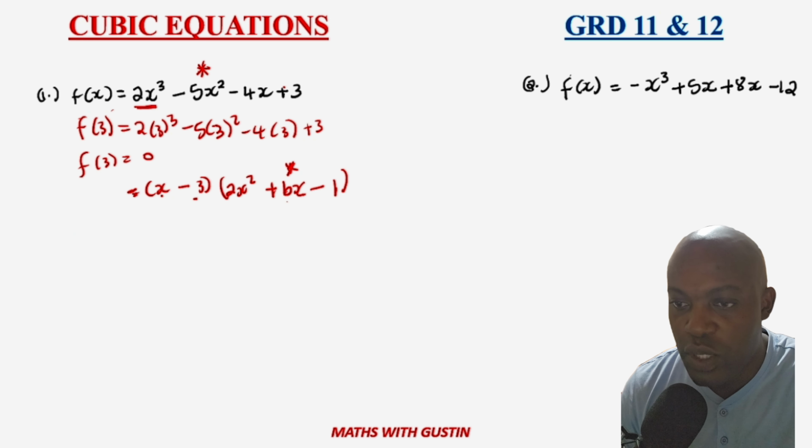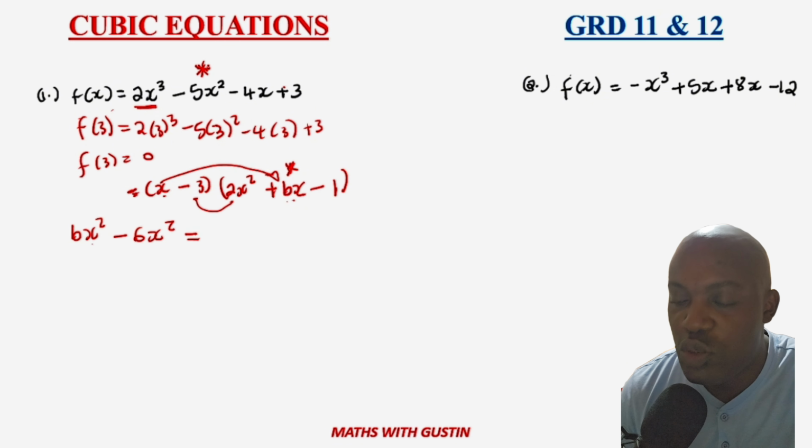So now you're going to work aside here. You're going to say, okay, x times bx will give us bx squared. Which other part will give you x squared here? Negative 3 times 2x squared will give you negative 6x squared. All of these two terms need to be equal to the one that has got a square in the original equation, which is negative 5x squared.